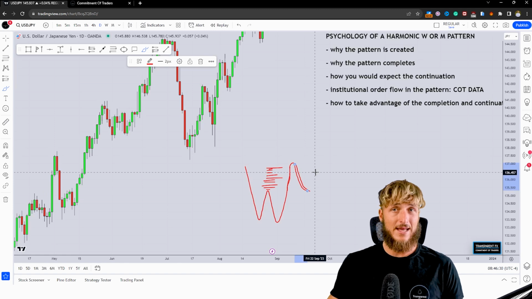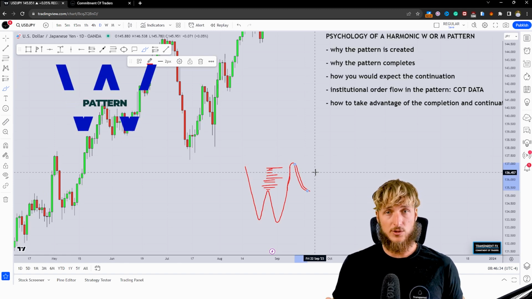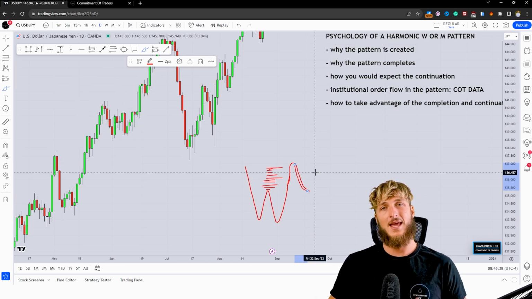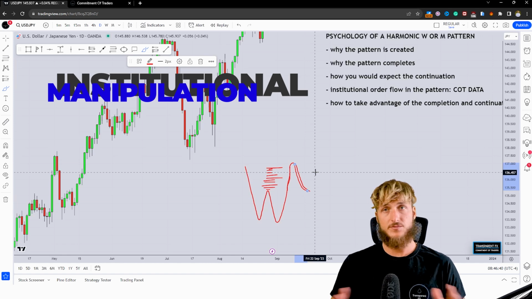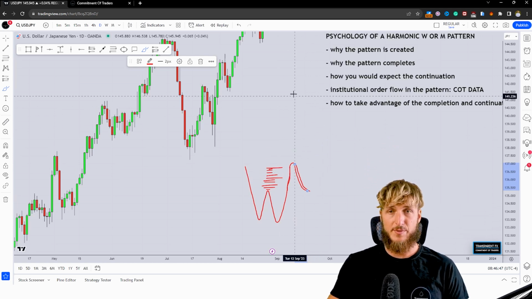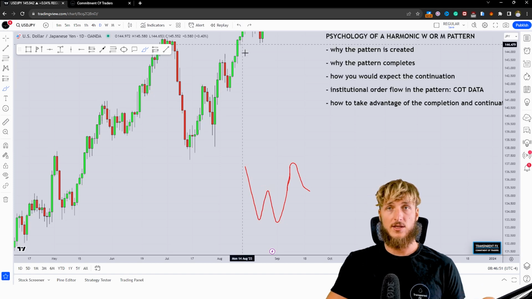That is exactly what W formations are created for by institutions and market manipulators, because they create a massive amount of pain and manipulate both sides and wipe out both buyers and sellers, creating a huge amount of liquidity. That is why these patterns are created. And that is why they have such a high completion rate.